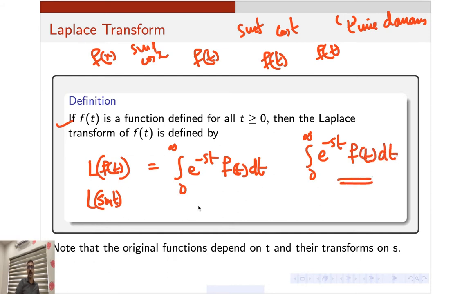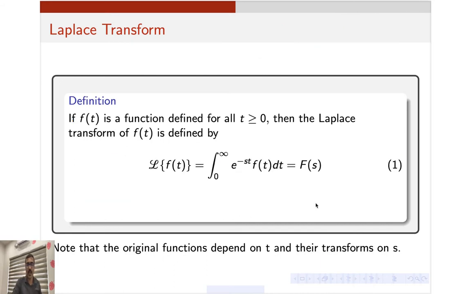For example, suppose you need to find the Laplace transform of sin t. How will you find it? It is simply the integral from 0 to infinity of e raised to minus st into sin t dt. Okay, so this is how you find the transform. So this is the definition of the Laplace transform.